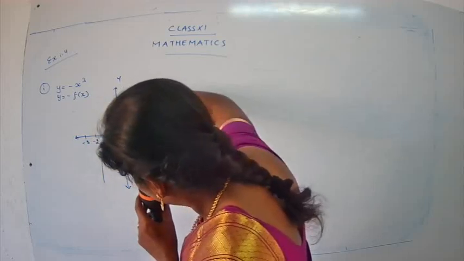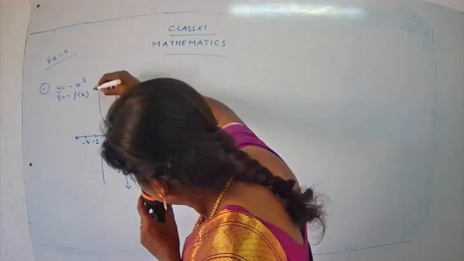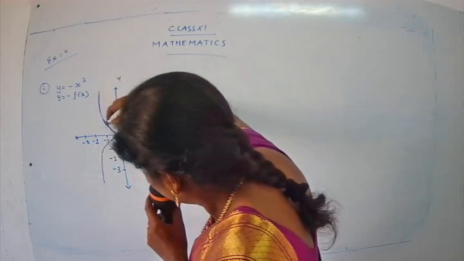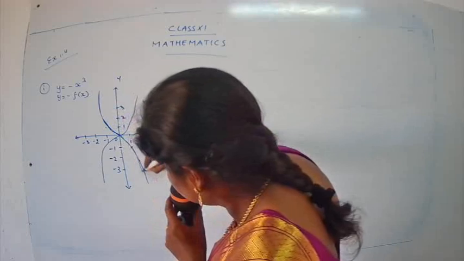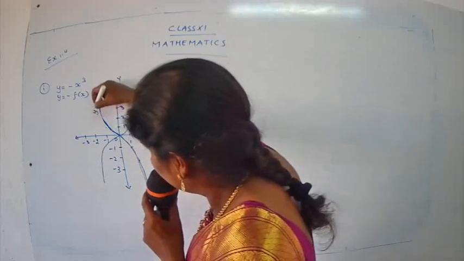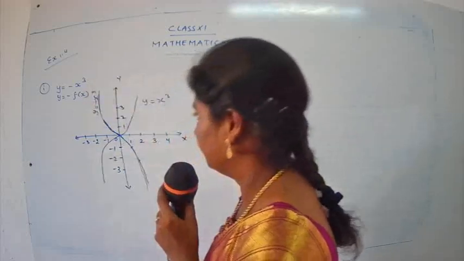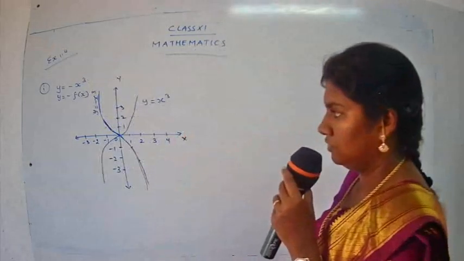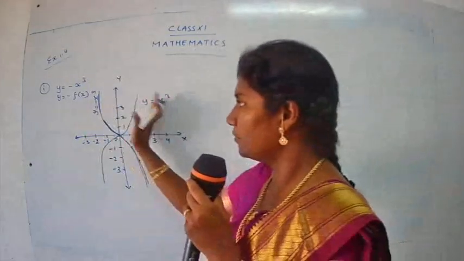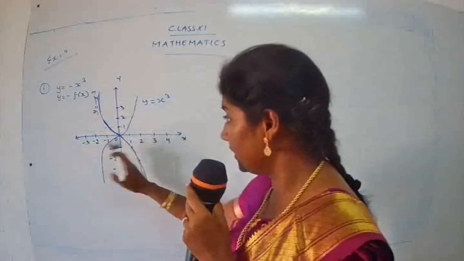It's going like this, yes? So it will take like this. So this is the new graph, the reflection about the x-axis. So y is equal to minus x cube. Don't think that we are not taking the reflection about the y-axis. Okay children, we are taking the reflection about the x-axis.